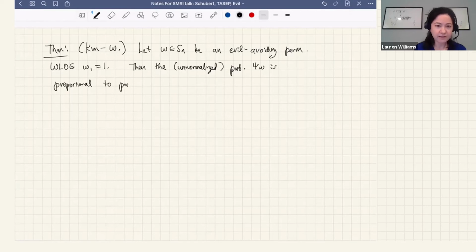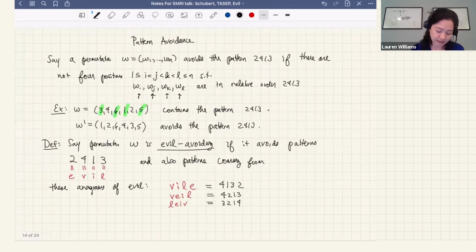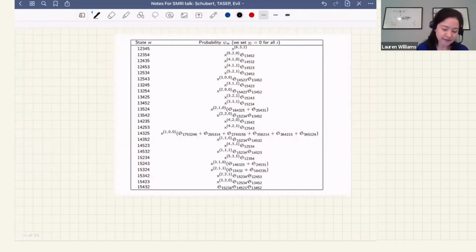proportional to a product of K double Schubert polynomials, where K is the number of descents of W inverse. And if anyone doesn't remember the definition of descent, a descent of a permutation V is a position I such that Vi is bigger than V sub I plus 1. Okay, so basically in this situation, our probability psi sub W can be written as the monomial factor, the one I showed before, times the product of K double Schubert polynomials. And I'll make that more precise momentarily. But first, let's just go back to this data again.